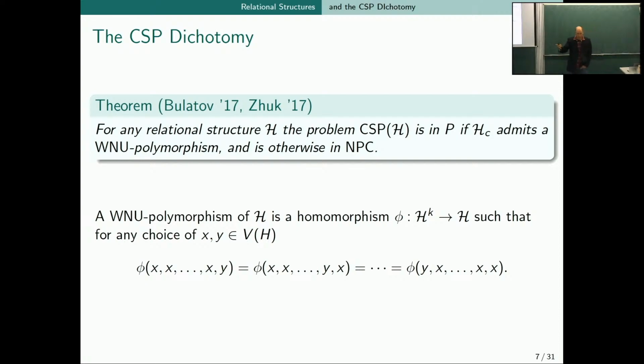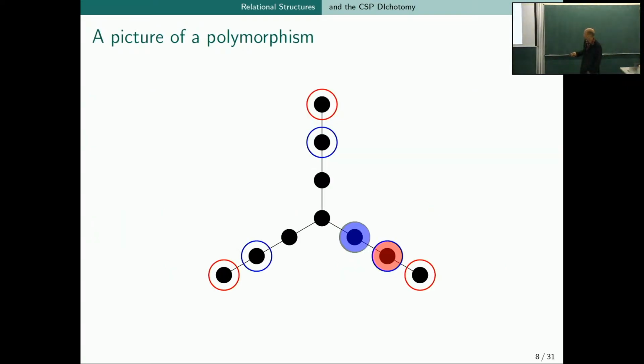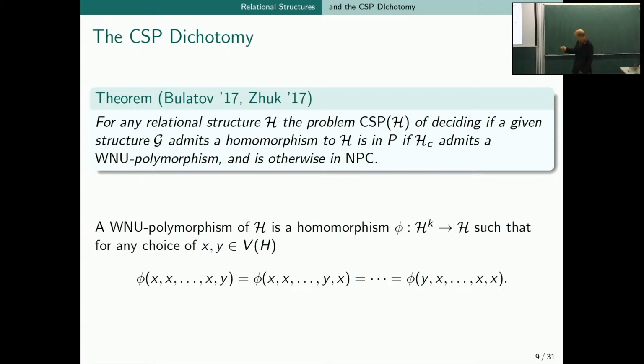So there's some obvious questions. You ask, well, how does that make the CSP problem easy? And what structures have that? So the theorem leaves a little bit to be desired. As to the question of how it makes it easy, well, we've got to read their paper. So Bulatov and Zhuk say, if I have a WNU polymorphism, then here's the algorithm to decide if a structure maps to me. I'll give you a feel for how that works with an easier case. A different version of the page changed.